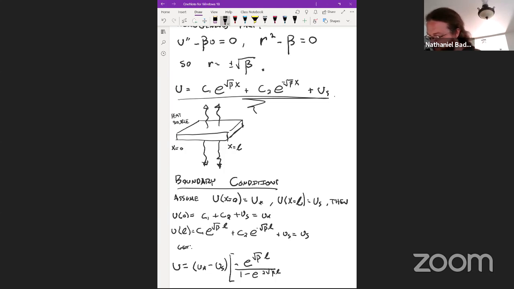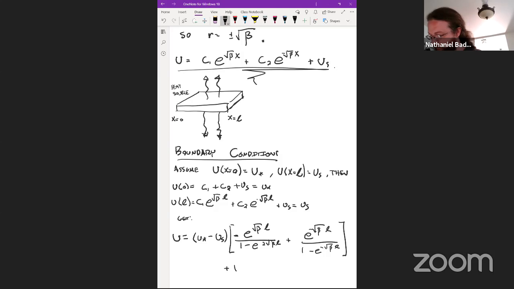So minus that plus e to the minus root beta L over 1 minus plus us. There's definitely a 2 here. And there's actually a nicer form that you can massage that into in terms of hyperbolic sines and cosines.